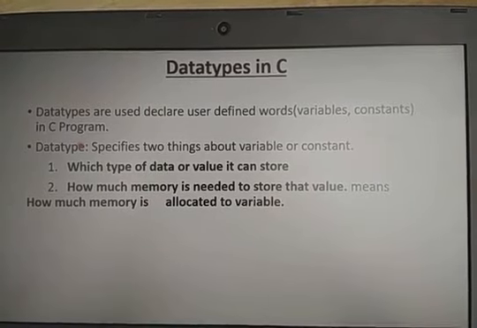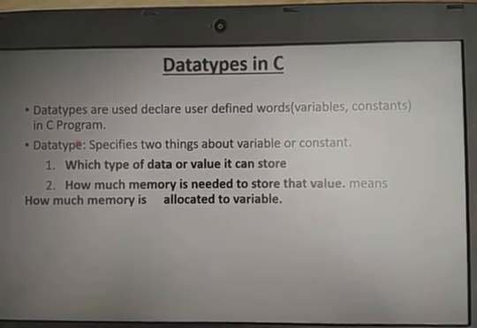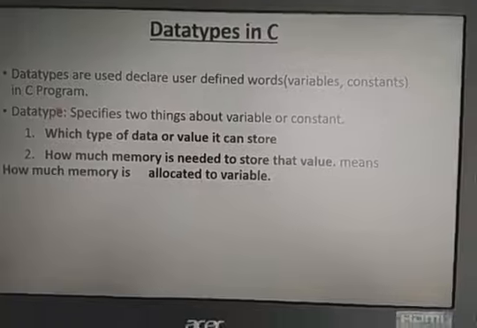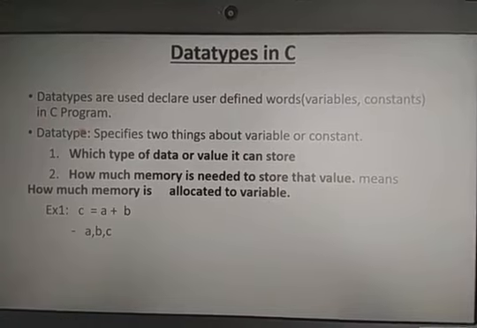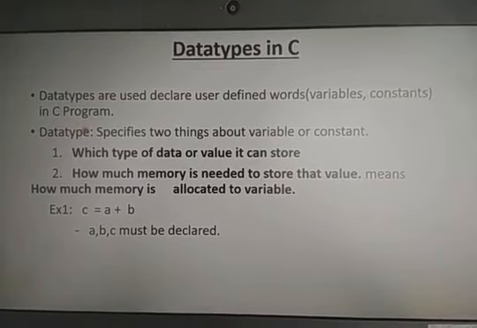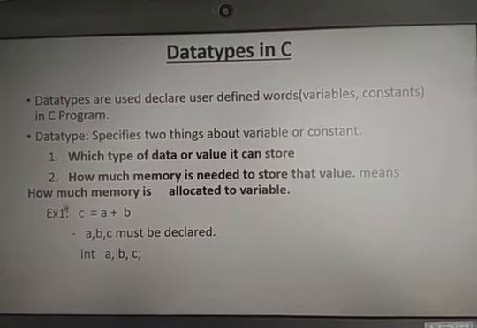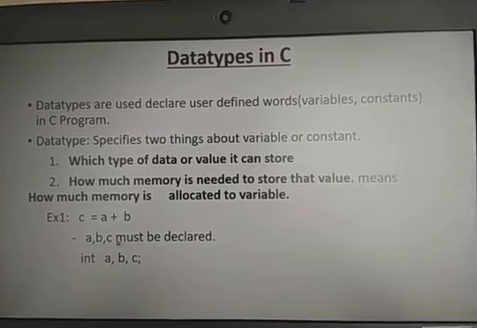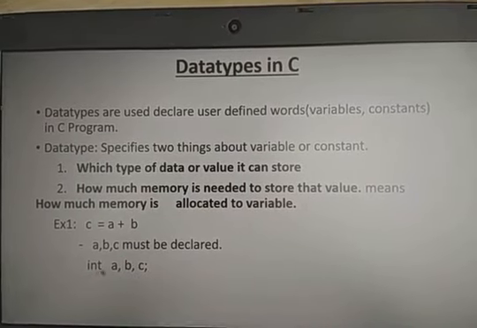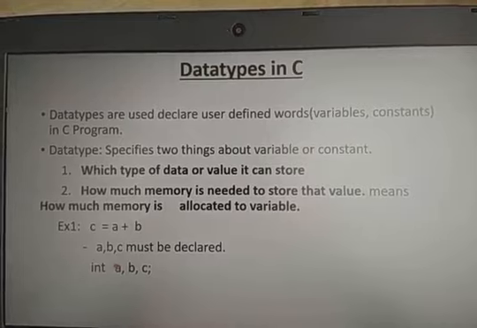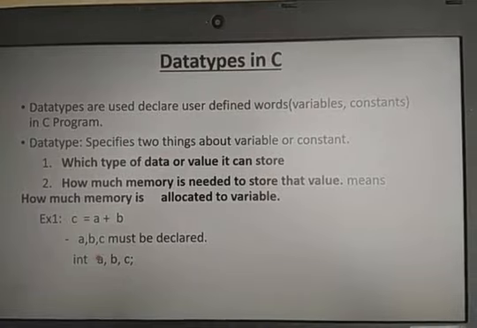Means integer A means int A. It indicates that A is a variable, it stores an integer value and it requires 2 bytes of memory space. That is the need of data types in C programming language. Example, C equals A plus B. As we just explained, A, B, C must be declared. If int A, B, C, we are giving the information that I want to use A, B, C words in my program. For each individual variable, allocate some memory, and I want to store only integer values. Right? This is the need of data types in C programming language.